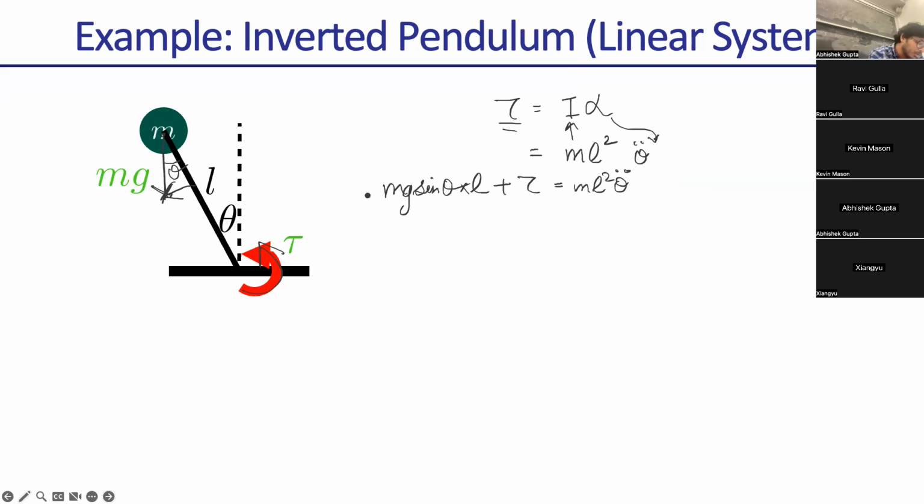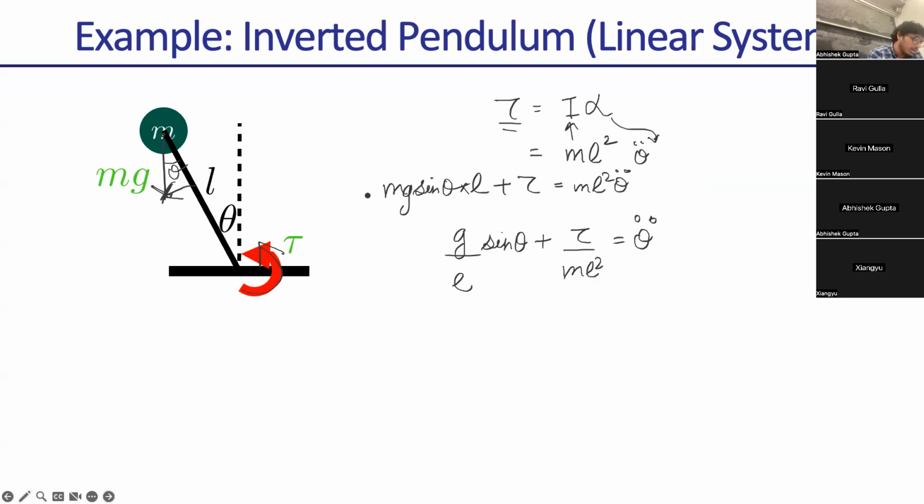Okay. Now, you can divide both sides by ml squared to get g over L sine theta plus tau over ml squared equals theta double dot. Yes?